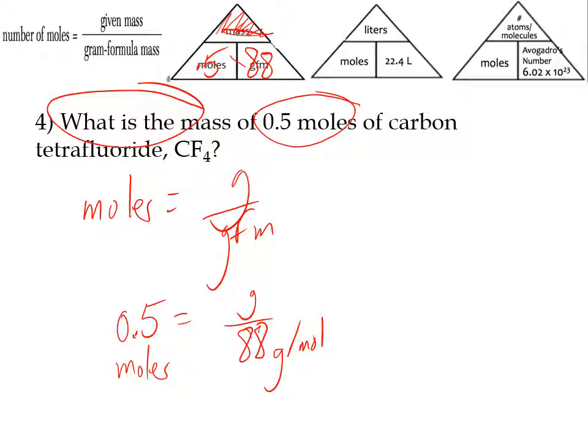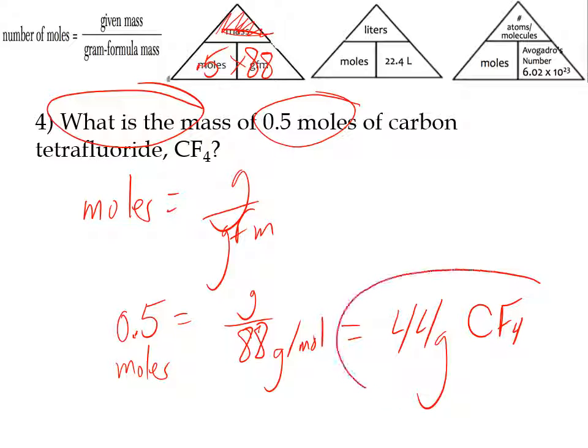You multiply the two things on the bottom. Either way, it comes up to 0.5 times 88. So what is half of 88? And that is going to be 44 grams of CF4 in your sample. That would be the equivalent of 0.5 moles, because 1 mole weighs 88, so if we only have 44, that's half of 1 mole, the 0.5 moles to start with.